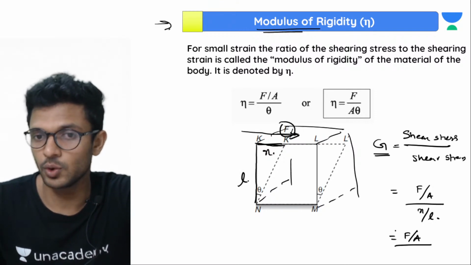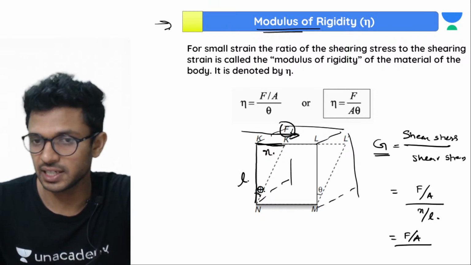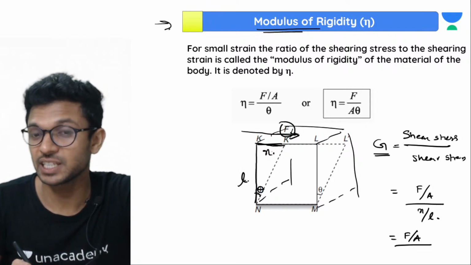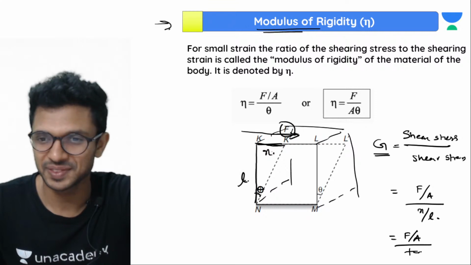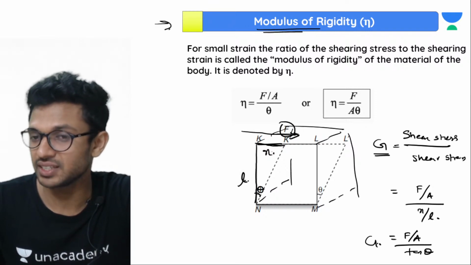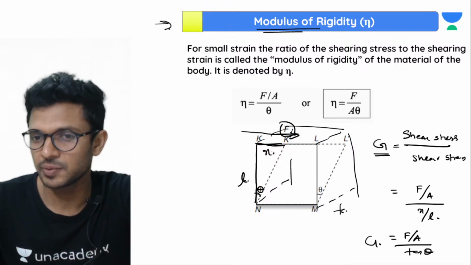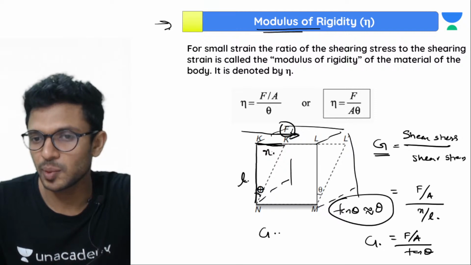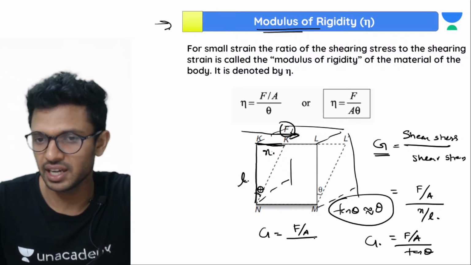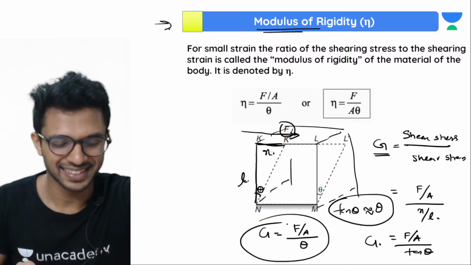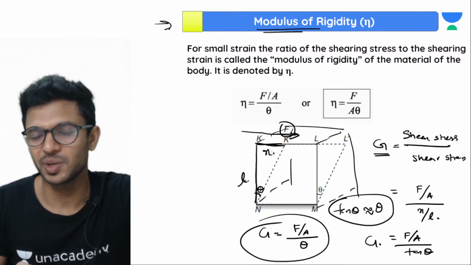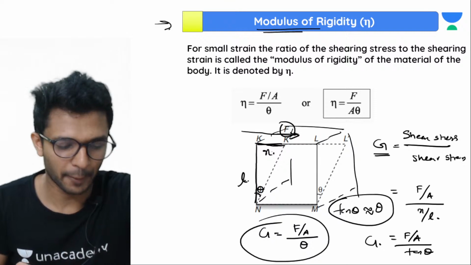F by A, the whole divided by, if you know this theta, what is x by L in relation with theta? That is tan theta. So another formula for rigidity modulus is F by A divided by tan theta. If theta is very small, tan theta can be approximated to theta. So another formula for rigidity modulus is F by A whole divided by theta. According to the question given, you can use either of these formulas and find the unknown.